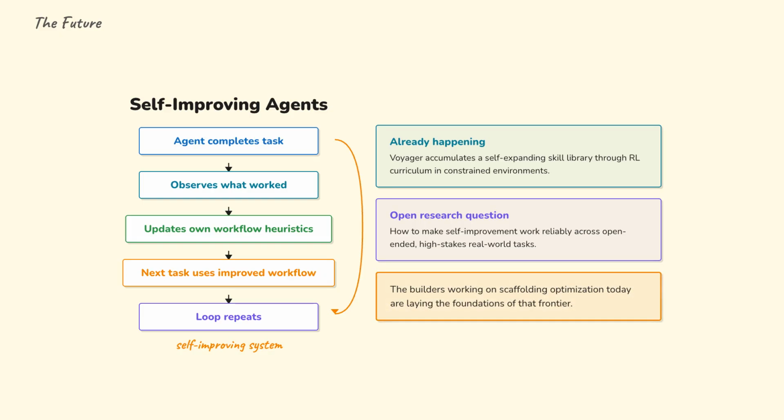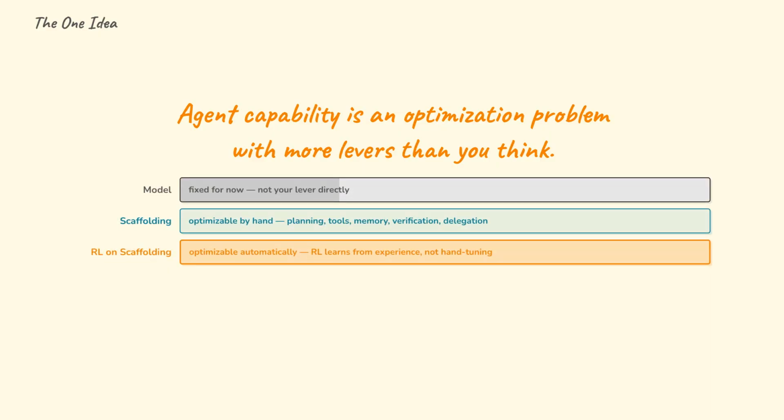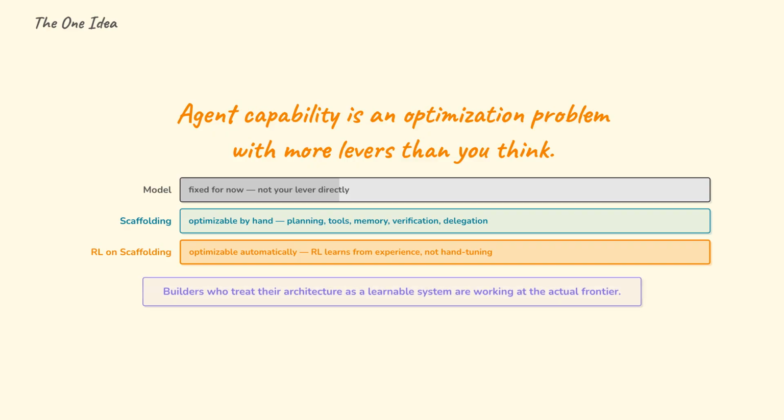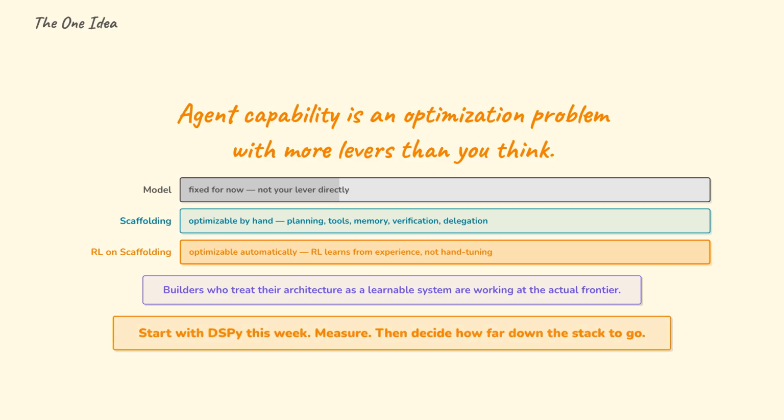That is the frontier. The one idea to take from this: agent capability is an optimization problem with more levers than you think. The model is one lever, important, but not one you control directly today. The scaffolding is a second set of levers: how the model plans, selects tools, manages memory, verifies outputs, and delegates. And reinforcement learning is the mechanism to pull those levers automatically from experience, rather than hand-tuning them. Builders who treat their architecture as a learnable system, one that improves through interaction with the world, are working at the actual frontier. Start with DSPy this week.